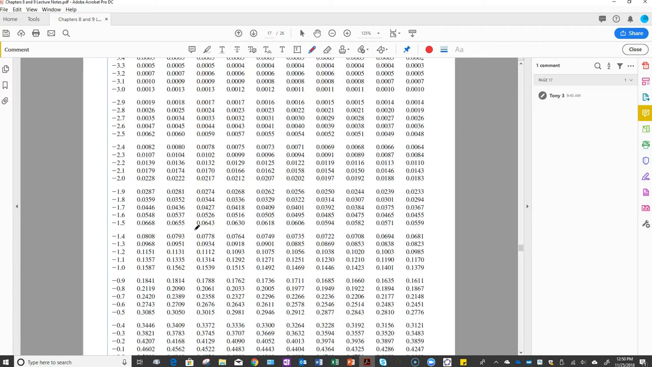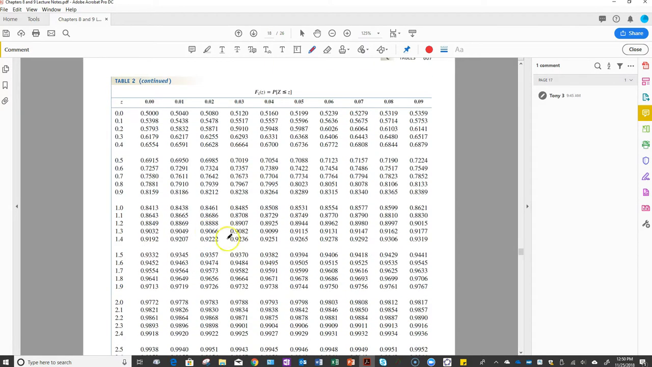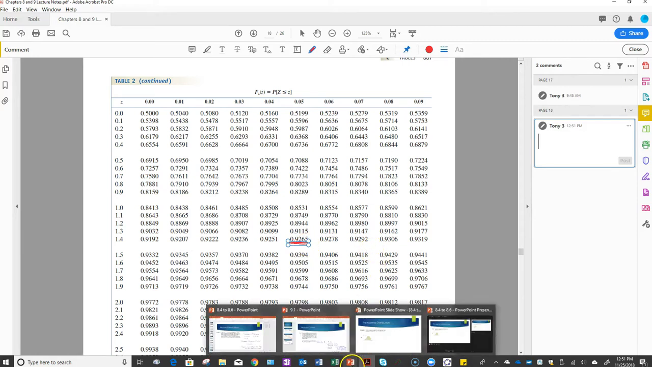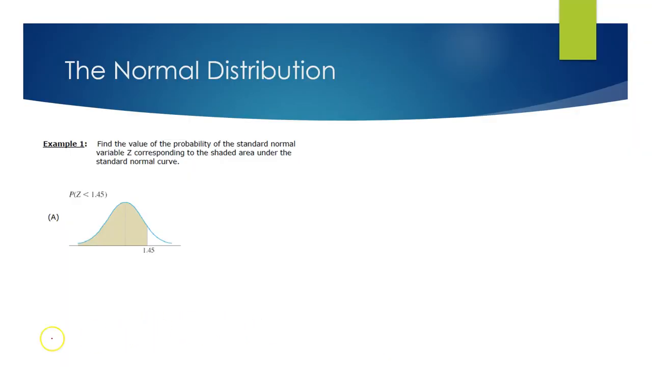If I come down to the 1.4 row here, this is 1.40, 1.41, 1.42, 1.43, 1.44, 1.45. So this is the value I'm going to use as my probability. So the probability that z is less than 1.45, going back to the slide now, is going to be the 0.9625 I found on the table. So that's pretty straightforward.